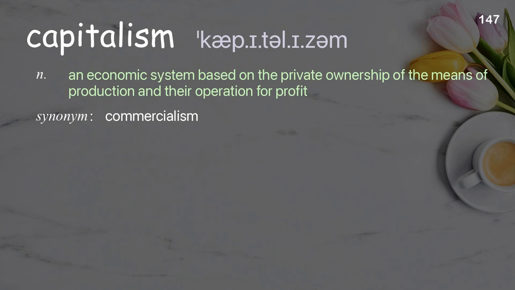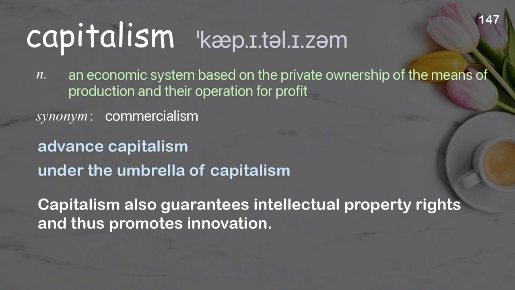Capitalism. An economic system based on the private ownership of the means of production and their operation for profit. Examples: Advanced capitalism. Under the umbrella of capitalism. Capitalism also guarantees intellectual property rights and thus promotes innovation.